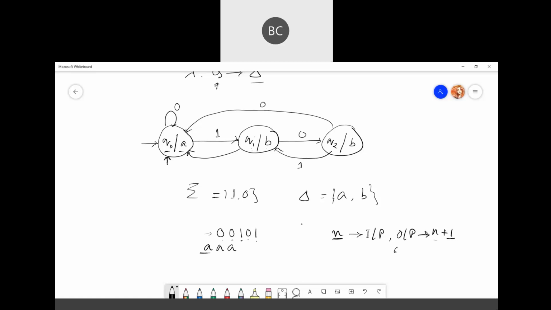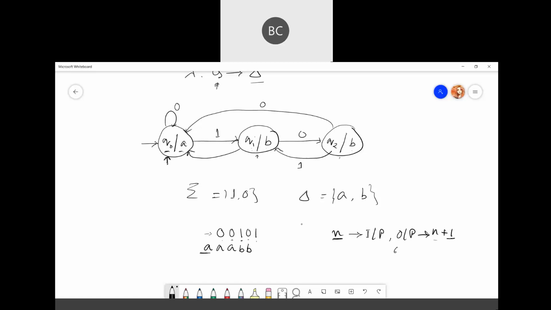So what's the output for Q1? Output is B. Okay. Next, you are taking another 0 from Q1. So from Q1, if you are taking symbol 0, it is going to Q2. What's the output for Q2? It is B. Okay. Next, it's taking another 1. So from Q2, if you are taking input symbol 1, it's going back to Q1.